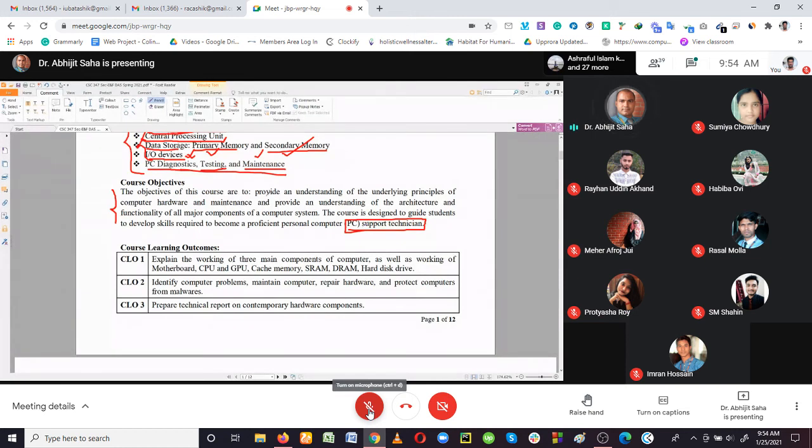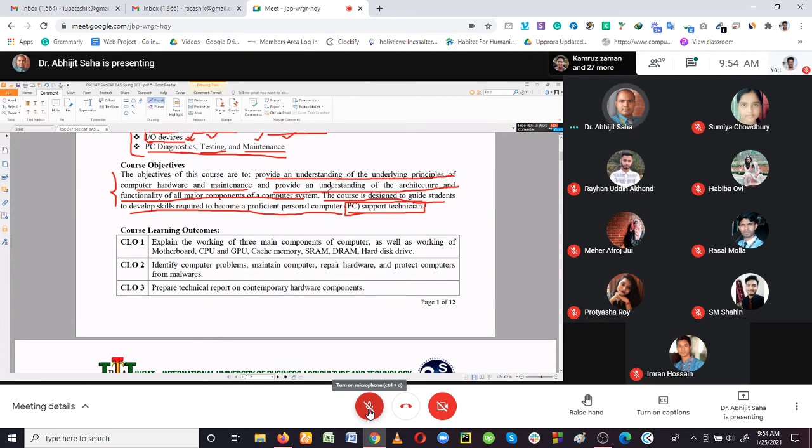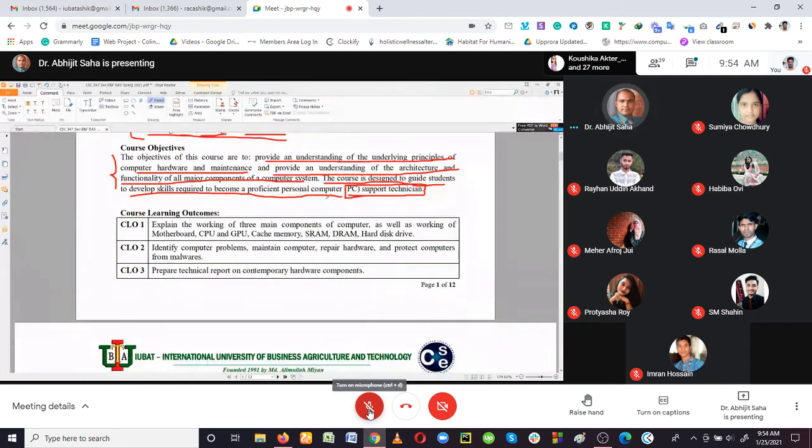It says to provide an understanding of the underlying principles of computer hardware maintenance, and an understanding of the architecture and functionality of all major components of the computer system. The course is designed to guide students to develop the skills required to become a proficient personal computer support technician. So this is going to be our target. We are going to talk about the different topics related to that: the different hardware components and their major functionalities, how they work, and also PC diagnostics, troubleshooting, and then security is going to be discussed.